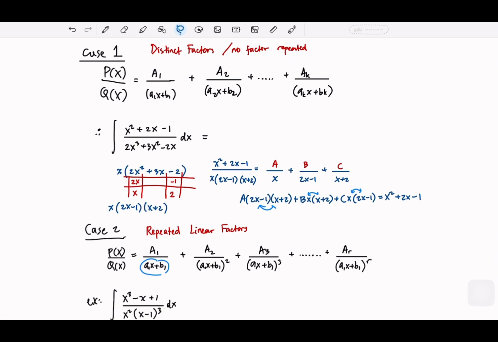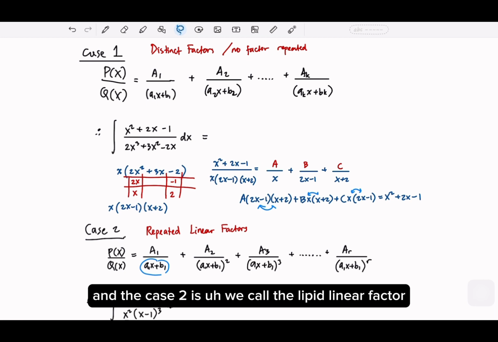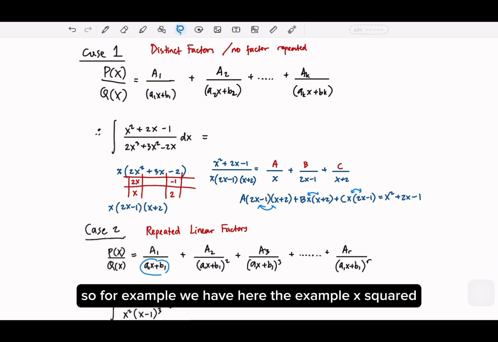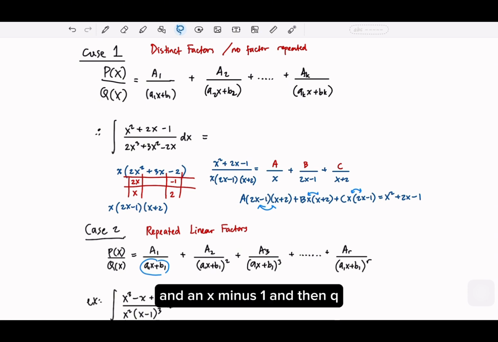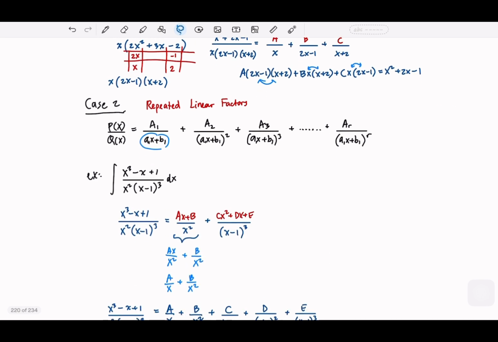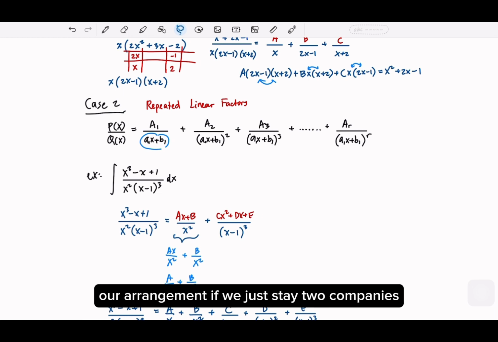And case 2 is what we call the repeated linear factor, so we have a multiplicity. For example, here we have x squared and then (x minus 1) cubed. So we have repeated factors. When this happens, our arrangement, if we just take 2 components, becomes this.